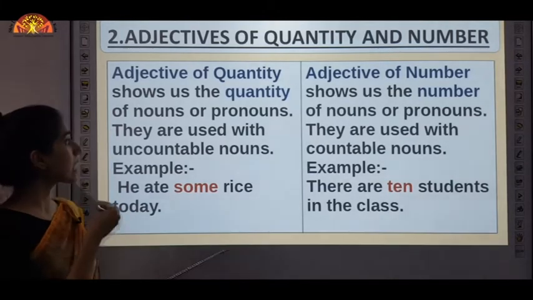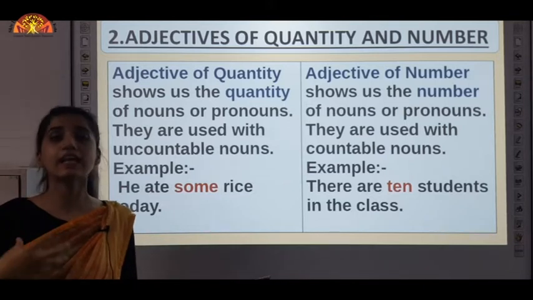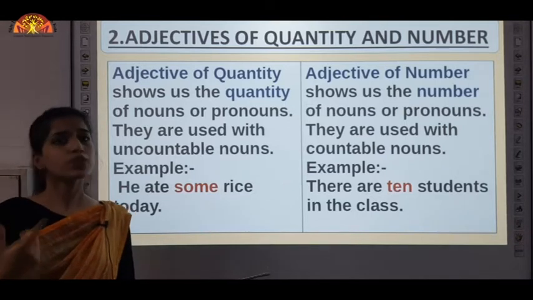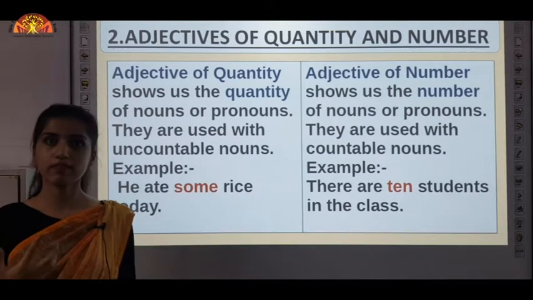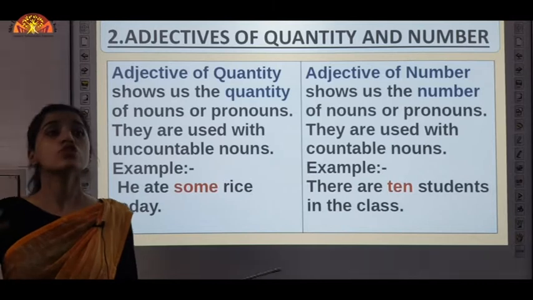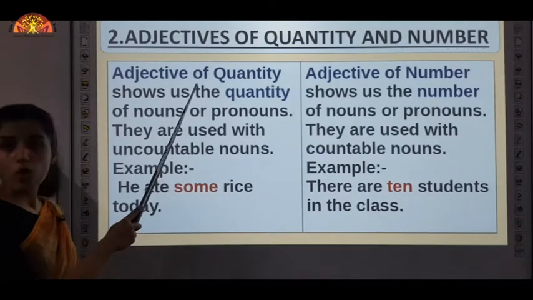We will be using adjectives of quantity with those words that are uncountable nouns. Like you can say, can you count milk? Can you count sugar? No, they are what? They are uncountable nouns. So with uncountable nouns, what we will be using is adjectives of quantity.